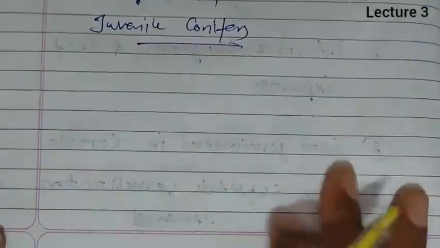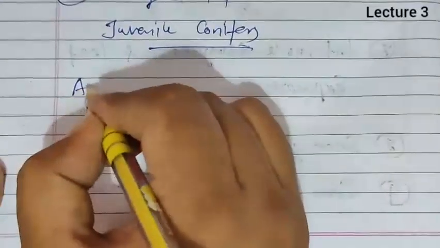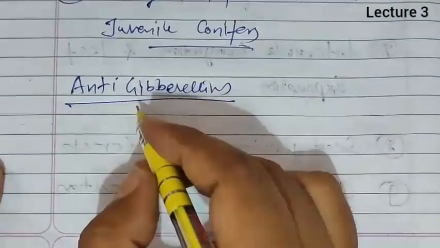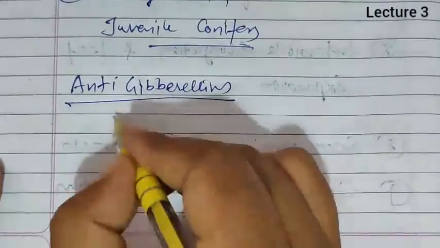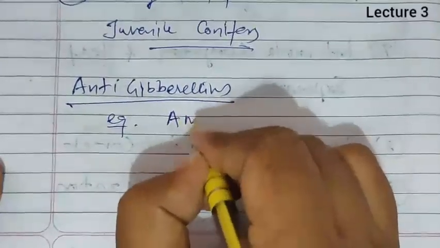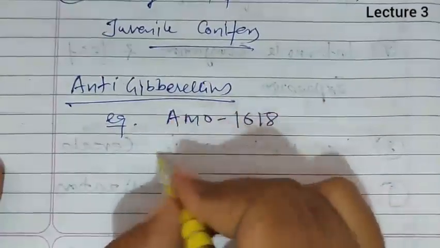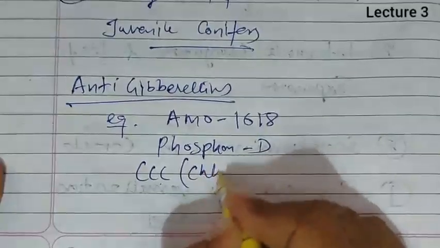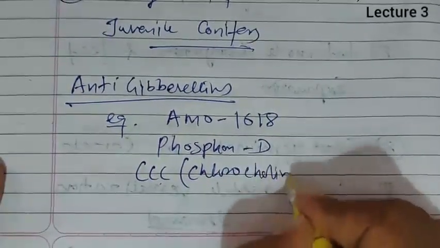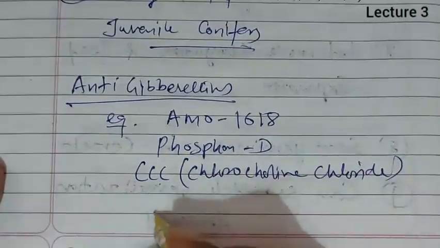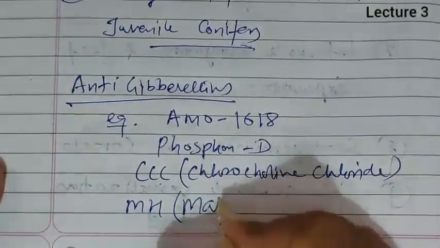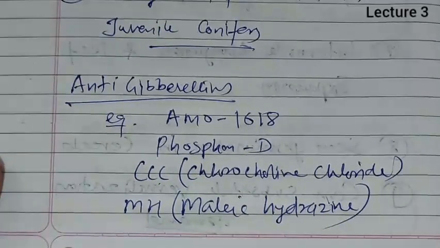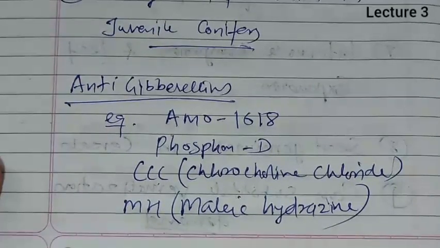Now next we talk about anti-gibberellins, which inhibit the activity of gibberellin or are antagonistic to gibberellin. So anti-gibberellins are AMO-1618, phosfon-D, CCC (chlorocholine chloride) and maleic hydrazide. These are the different chemicals which inhibit the activity of gibberellin, and they are known as anti-gibberellins.